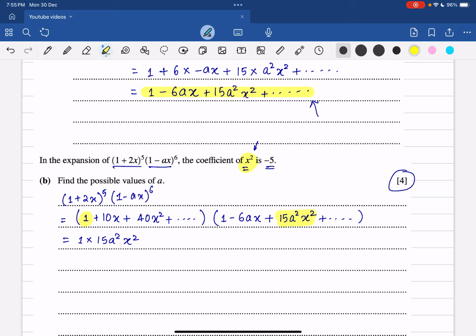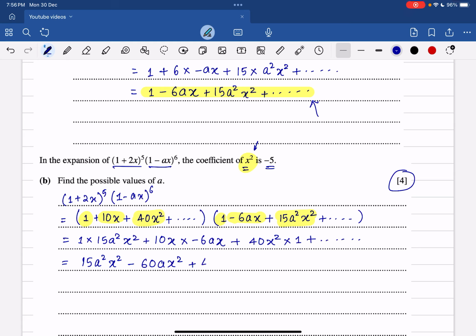Then if I multiply this 10x with minus 6ax, I will get an x squared term times minus 6ax, plus lastly the x squared term from here with the constant here. That makes it 40x squared times 1, and everything else plus dot dot dot, right? So now we have 15a squared x squared minus 60ax squared plus 40x squared plus dot dot dot.